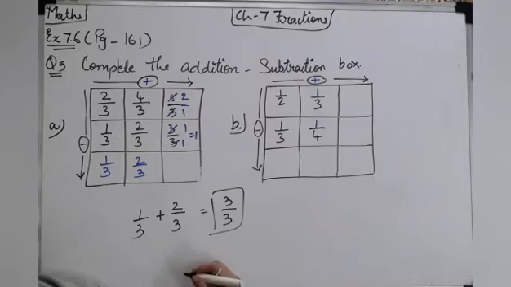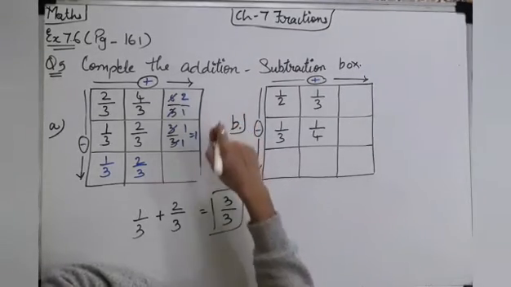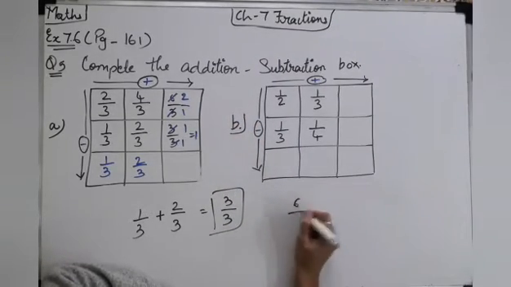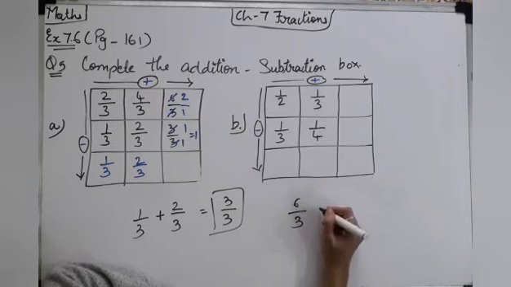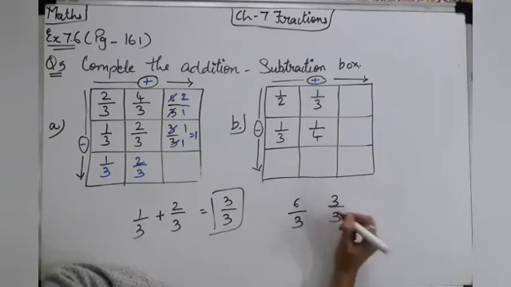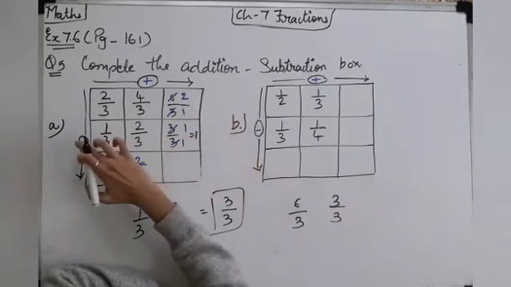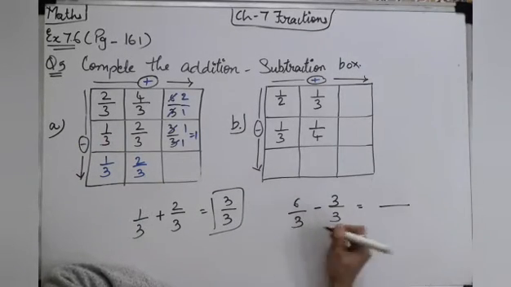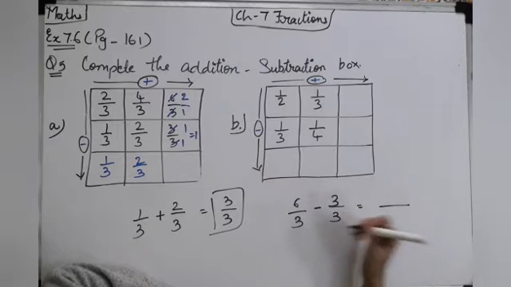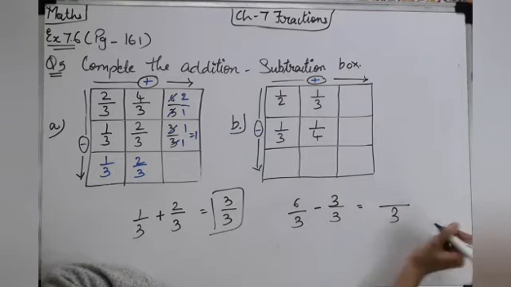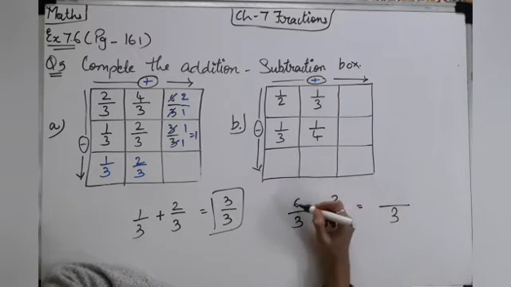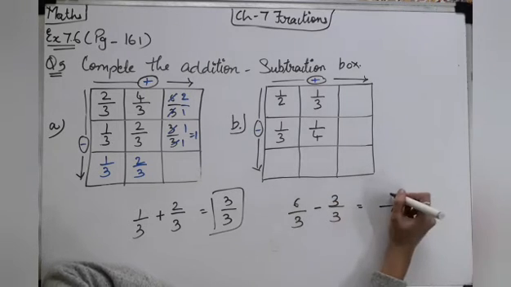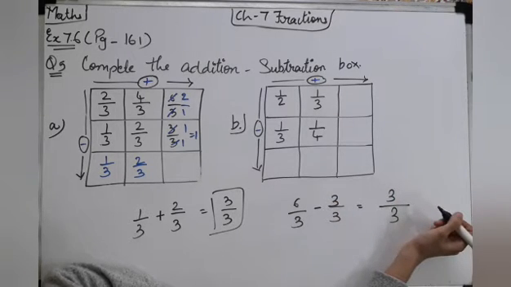3 upon 3. Okay. Now here if we go upwards to downward, means the answer came first, it was 6 upon 3 and 3 upon 3. Upwards to downwards means we'll put the sign of subtraction. Denominators are same, so we'll put 3, and 6 minus 3 is 3.